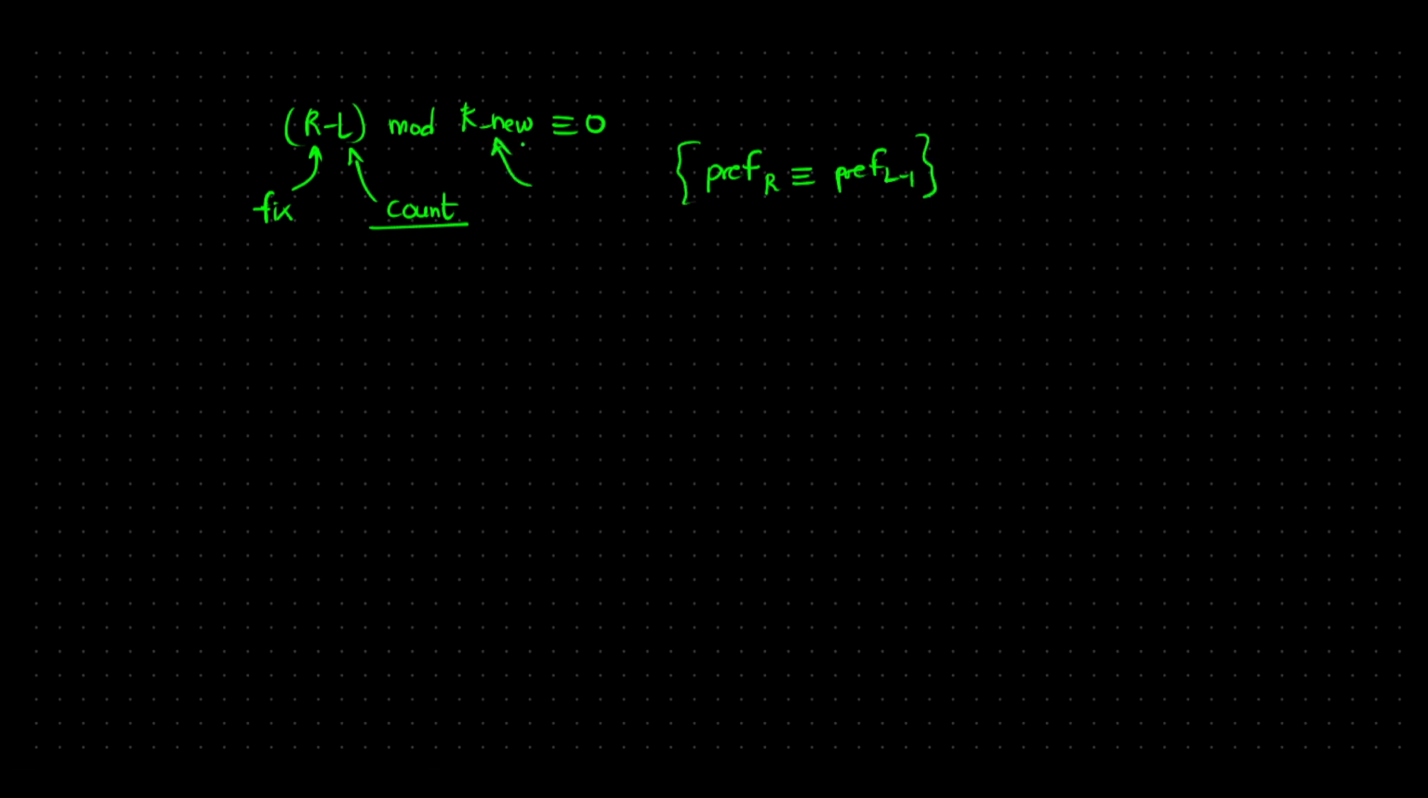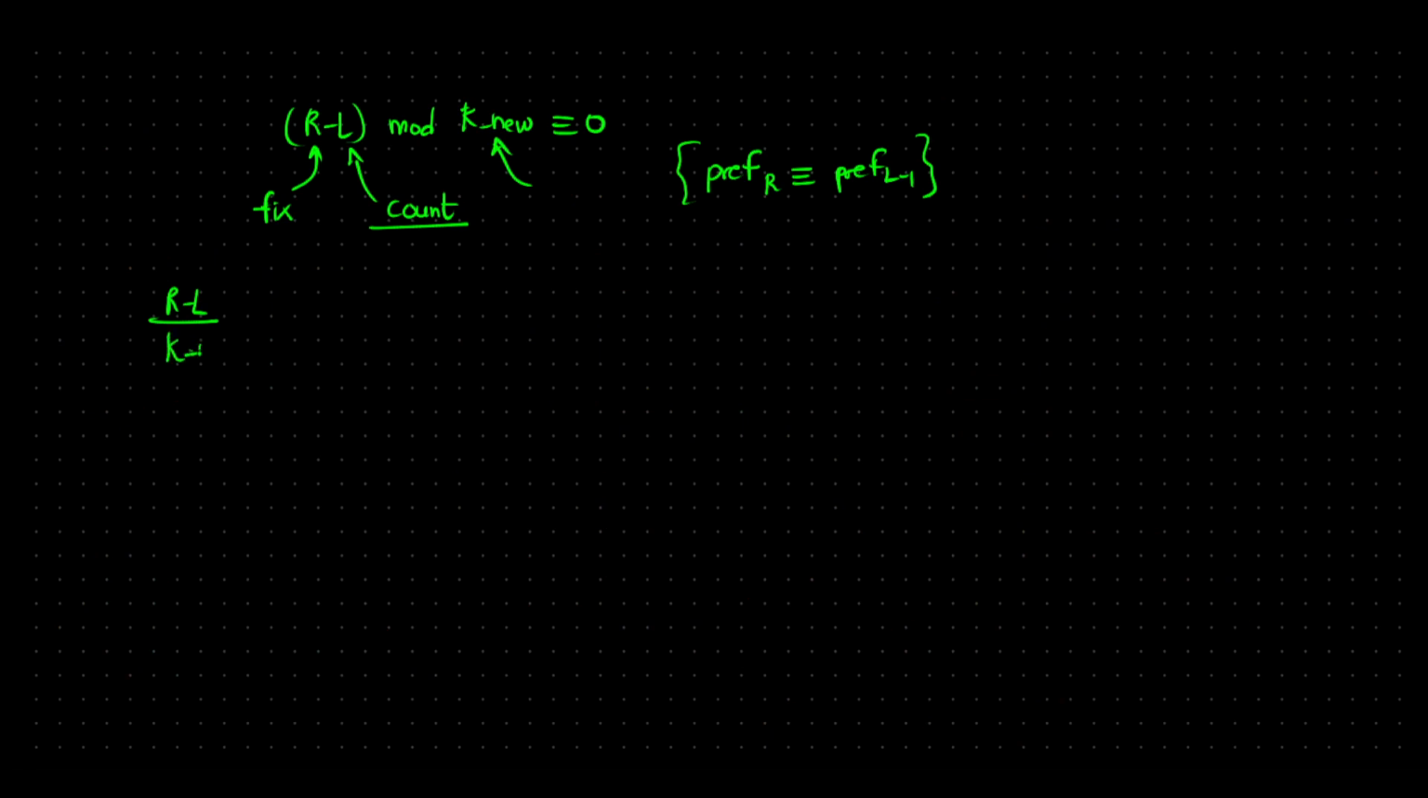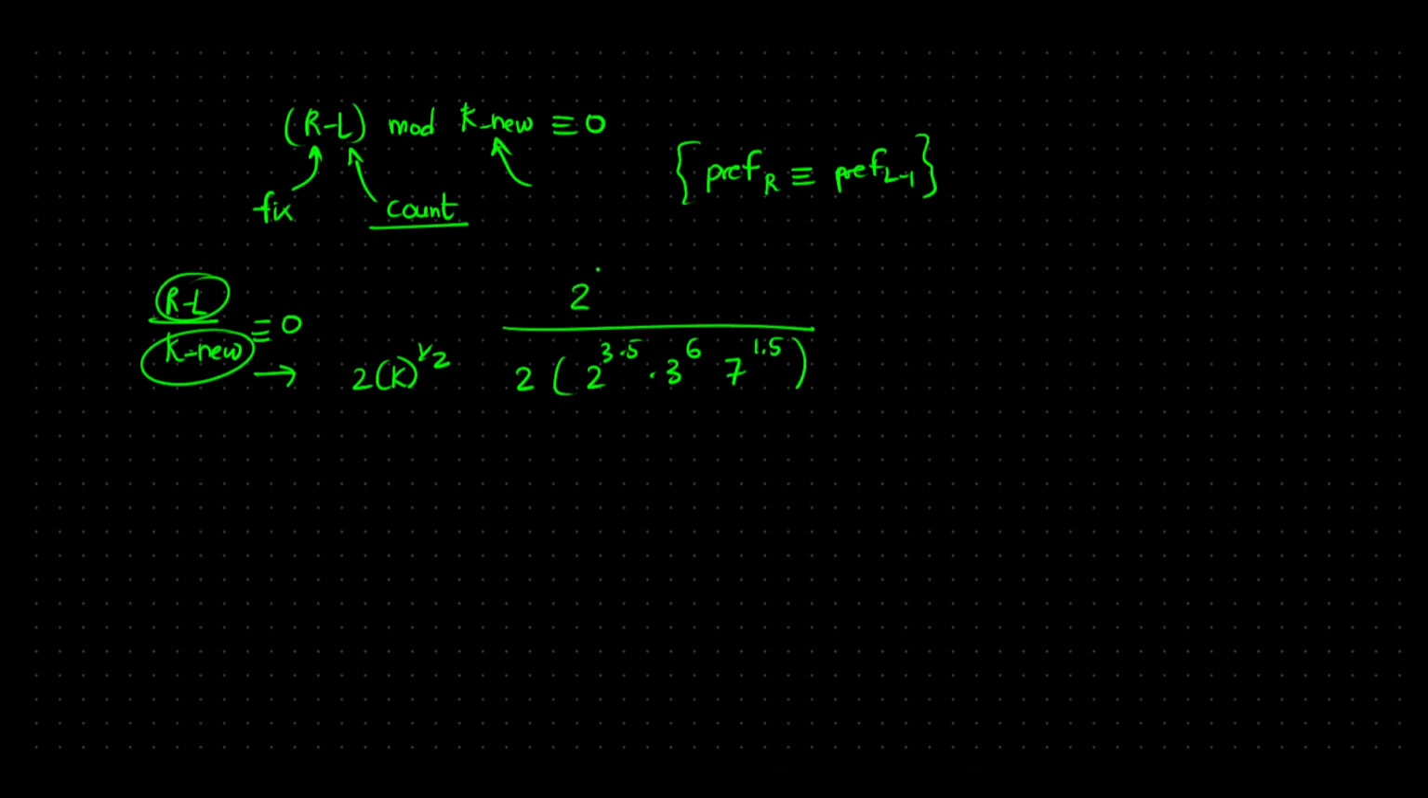So this is the explanation to keep k new as this expression, which was the least possible value for a0, a1, a2, and so on. So we want the numerator to be divisible by the denominator, and this denominator had a term which was like this, and it had some fractional expression in the exponents. So if it was something like 2 raised to 3.5, 3 raised to 6, 7 raised to 1.5, and so on, and the numerator had 2 raised to, let's say, 6, then we want the denominator to have the smallest value which is greater than or equal to this power.